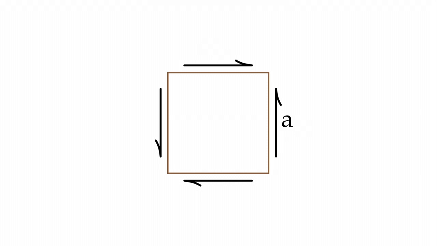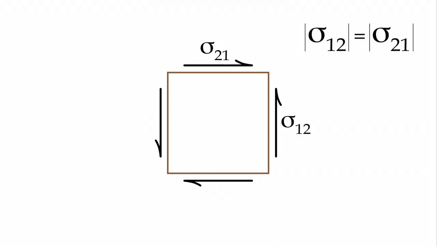If sigma 1, 2 has a magnitude of A, we know by symmetry on its opposite face there will be a magnitude of A. What is the magnitude of sigma 2, 1? If the vertical faces are experiencing a shear stress of A, the horizontal faces will have to have that same magnitude of shear stress, otherwise the cube is going to start moving. So the magnitude of sigma 1, 2 must be equal to the magnitude of sigma 2, 1.